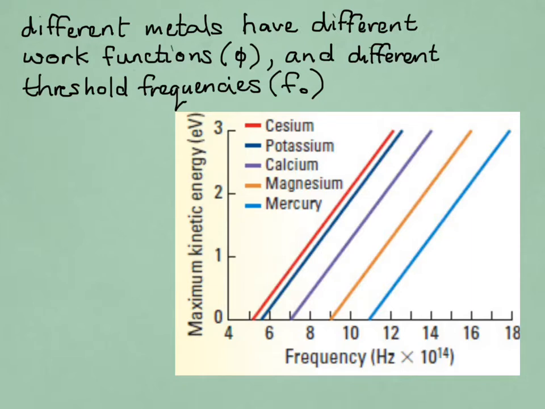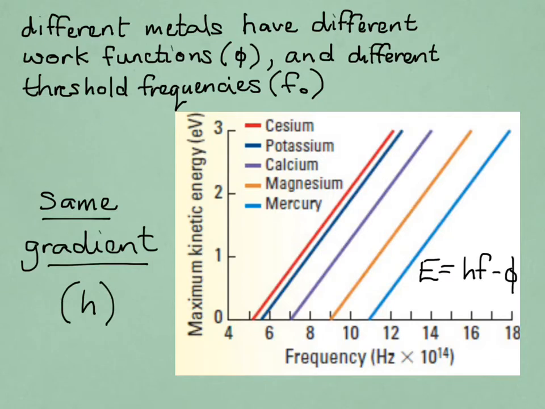So cesium only needs a small amount of energy for the electrons to escape. Calcium, the mauve line, needs a bit more, that much. Mercury would hit right down off the screen, so that would need a lot of energy to allow electrons to escape. The key other thing to notice is that they have the same gradient, which is Planck's constant. So they're all parallel lines. So from these graphs, you can get both the threshold frequency with this intercept and the work function by the intercept on the y-axis.